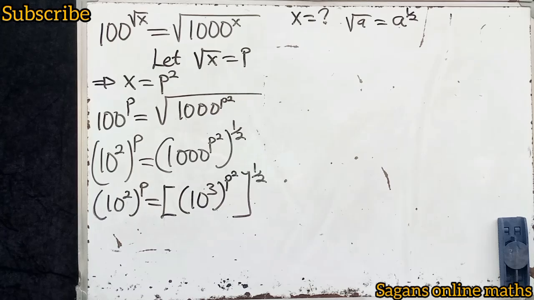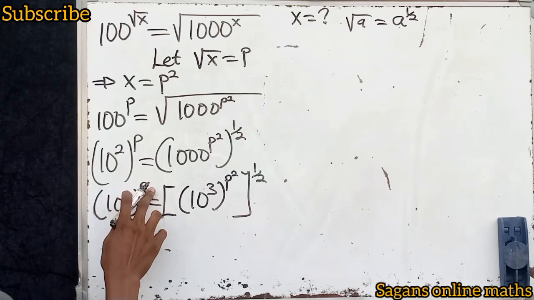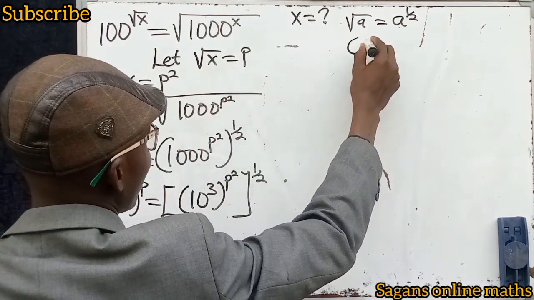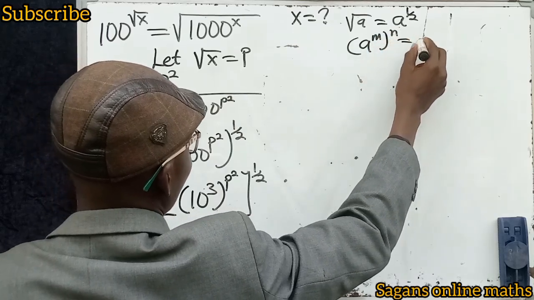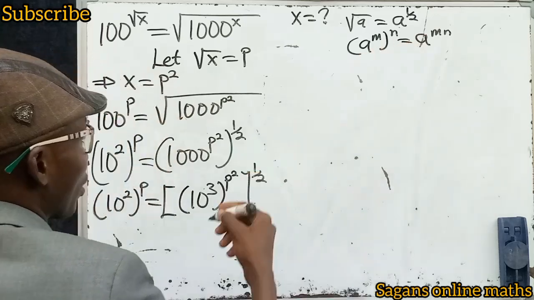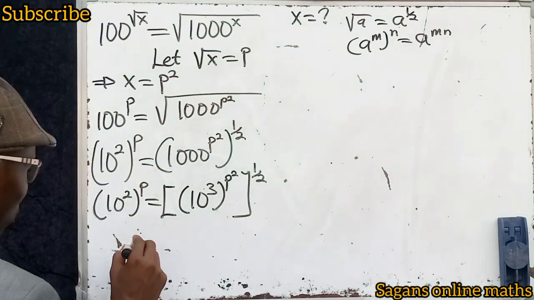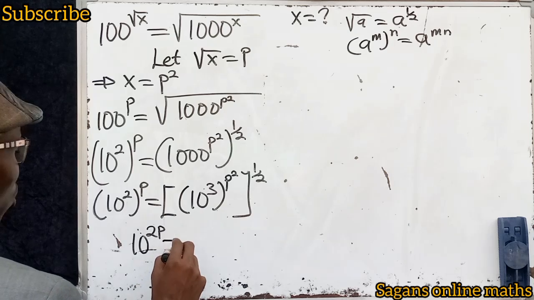Very simple. I am taking it step by step so everybody will understand what is going on here. The index inside the parenthesis can multiply the index outside the parenthesis. That is one of the properties of indices. If we have a to the power of m, all raised to the power of n, this is equal to a raised to the power of m multiplied by n. So we can do this as 10 to the power of 2 times p.